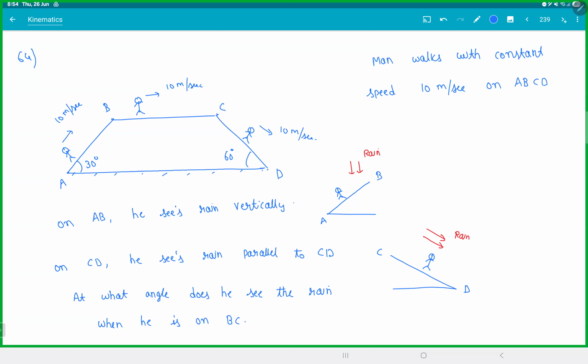When did I say rain is falling vertically? On AB, he thinks rain is falling vertically. The rain was never falling vertically. I think you guys have just taken vertically and started doing the question. So if I ask you how is the rain actually going, with what speed and what angle, we don't know that. That is not given. The rain is not falling vertically.